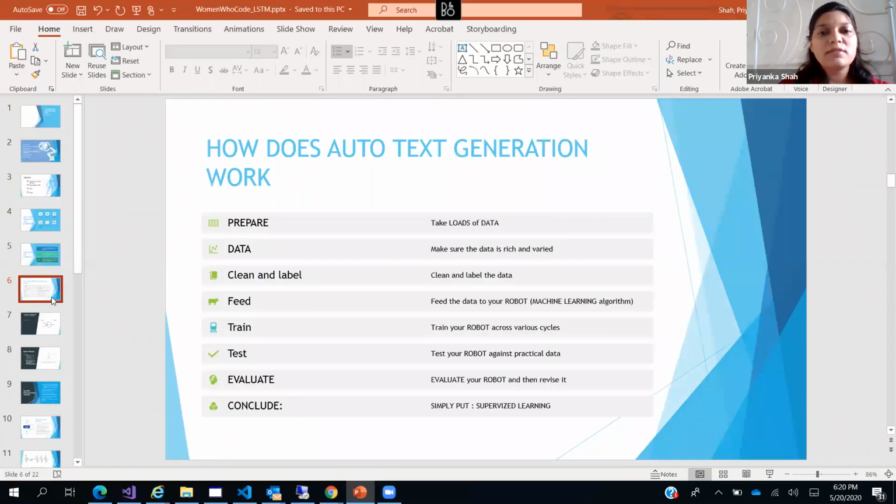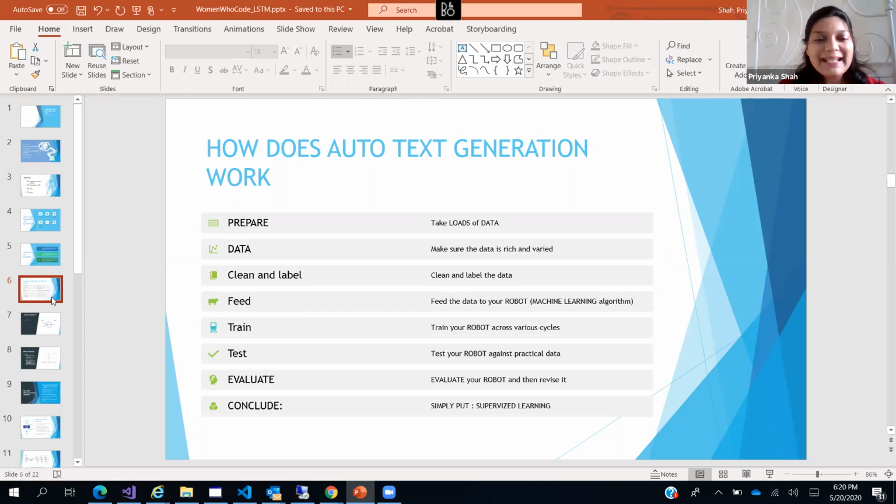Okay, so how does auto text generation work? Basically, for any task where you have to feed in humongous amounts of data and then use the past to make a prediction about the future, this is where machine learning steps in. So you prepare your data, feeding loads of data. Then we have to make sure that the data is rich and from a variety of sources, so that one component is not underrepresented or overrepresented. We clean and label the data, and we feed the data to our robot, which is our machine learning algorithm.